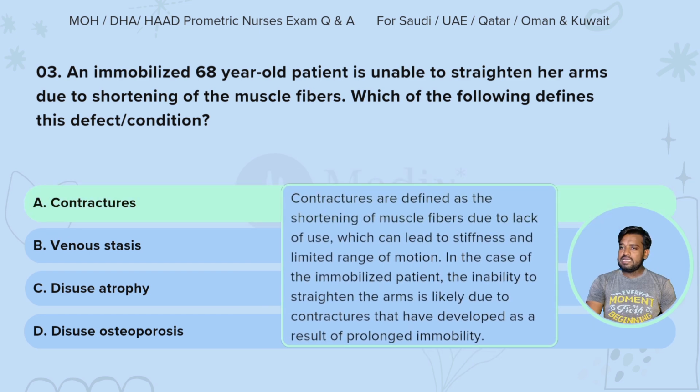The correct answer is A. Contractures are defined as the shortening of the muscle fibers due to lack of use, which can lead to stiffness and limited range of motion. In the case of the immobilized patient, the inability to straighten the arm is likely due to contractures that have developed as a result of prolonged immobility.